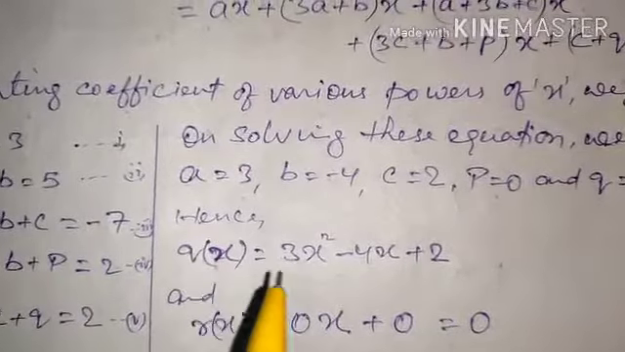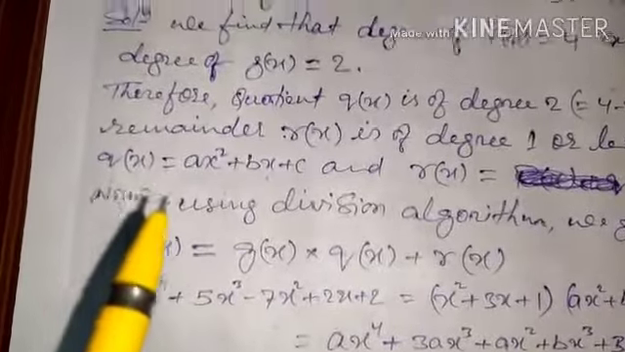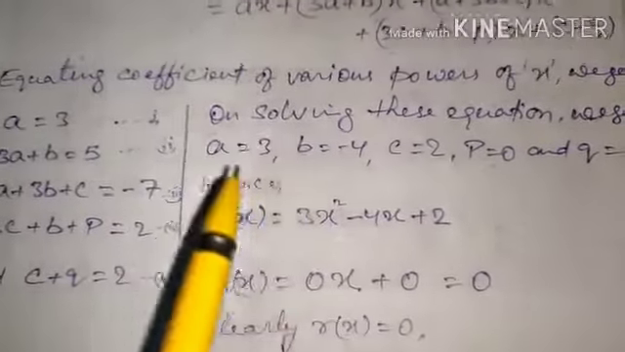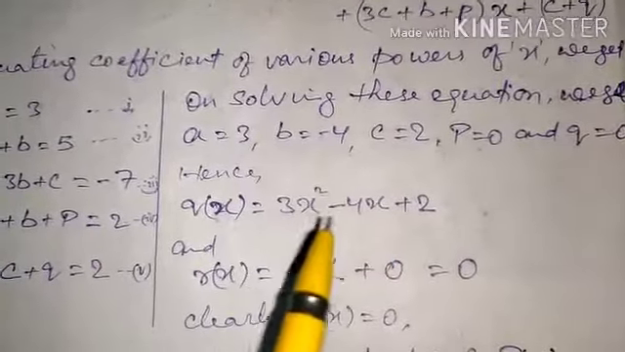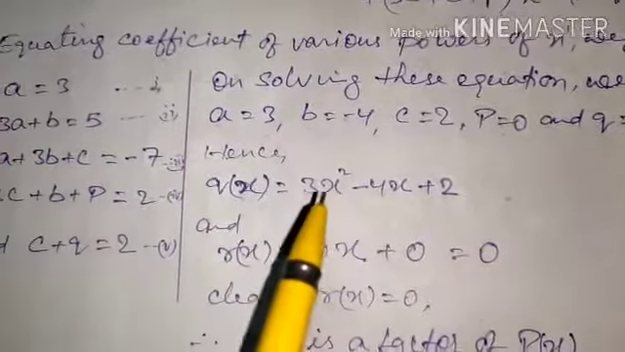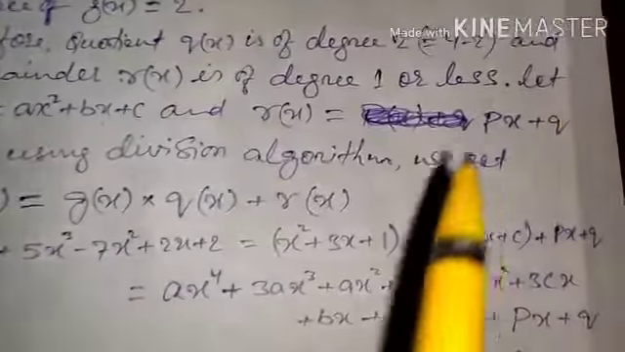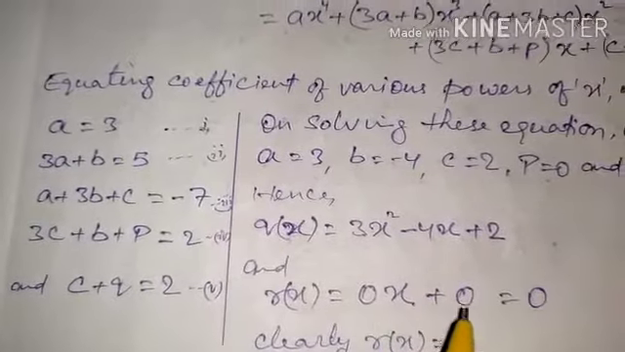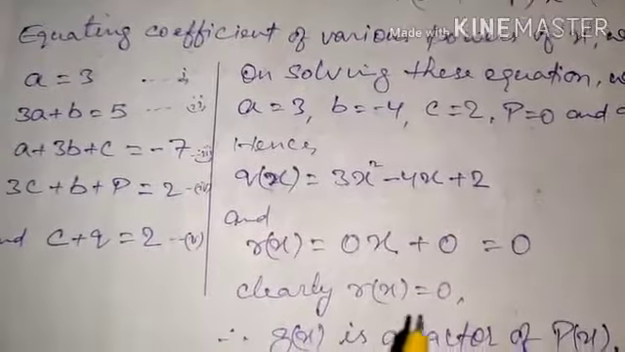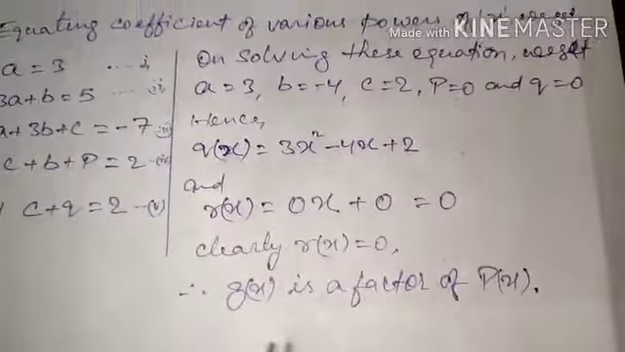Hence, qx is what we had assumed: ax square plus bx plus c. Now we have the values of a, b and c. We substituted the values of a, b and c. We got qx is equal to 3x square minus 4x plus 2. We also got rx is equal to 0. See, the values of p and q are 0 because we had taken rx is equal to px plus q. So px plus q we are substituting over here, 0 into x plus 0, so it will become 0. So clearly rx is equal to 0, since the remainder is 0. So obviously gx is a factor of px.